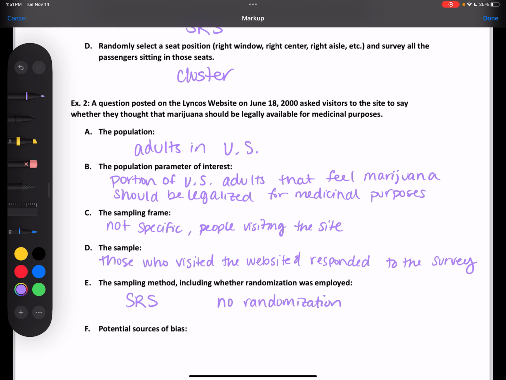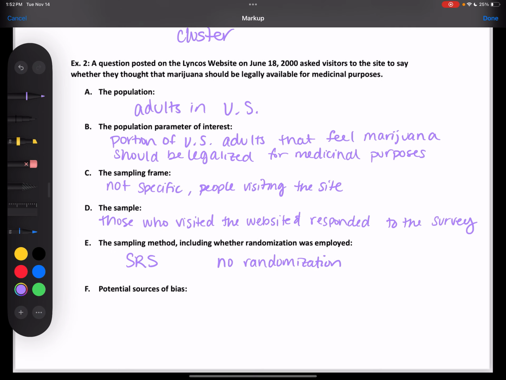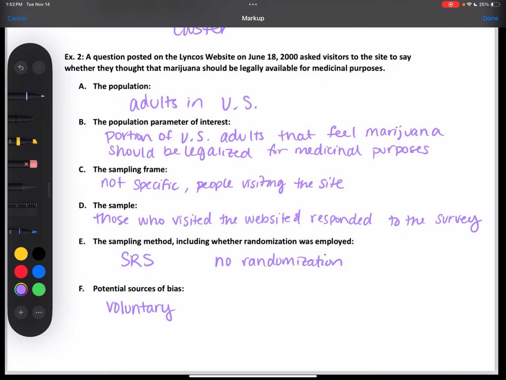Now, what potential source of bias do we have? A biased question? The people who are willing to answer. A voluntary response. That's biased. Why? Because they're choosing to respond. And if they're choosing to respond, what does that probably say about them? They're strongly motivated about marijuana being used for medicinal purposes. Yeah, they probably already really care about the issue.